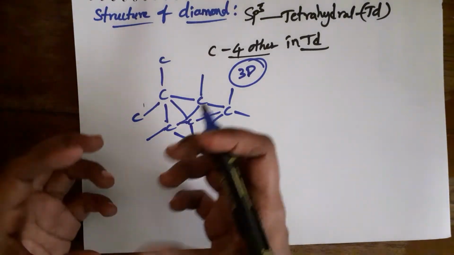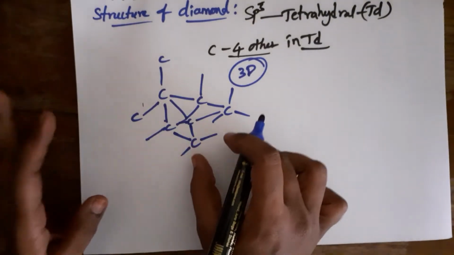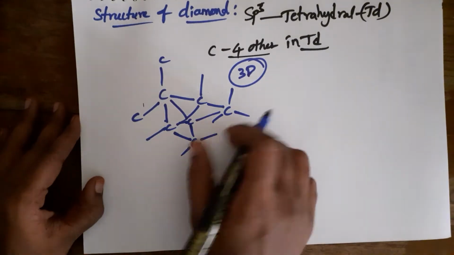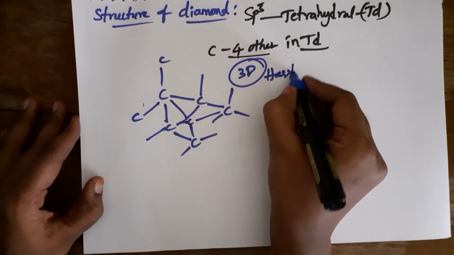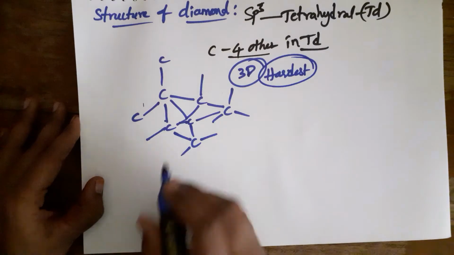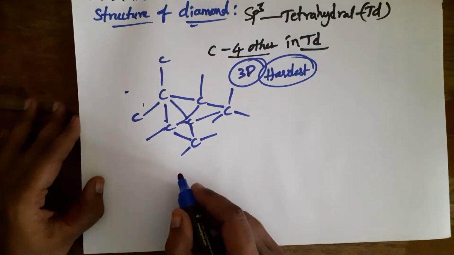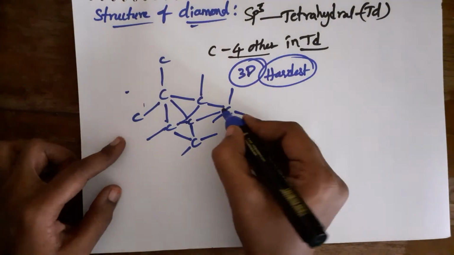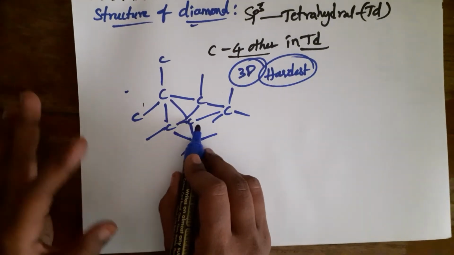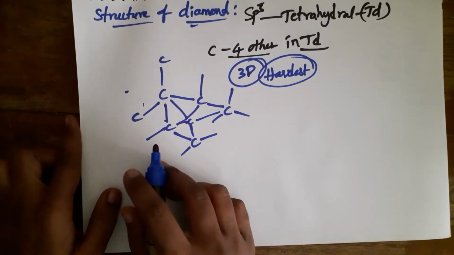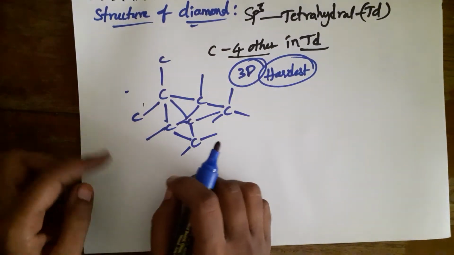Here it is tightly packed with covalent bonds between carbon atoms. That's why diamond is the hardest substance on earth. Why? Because diamond is compactly filled with covalent bonds between carbon atoms, arranged in a three-dimensional manner.